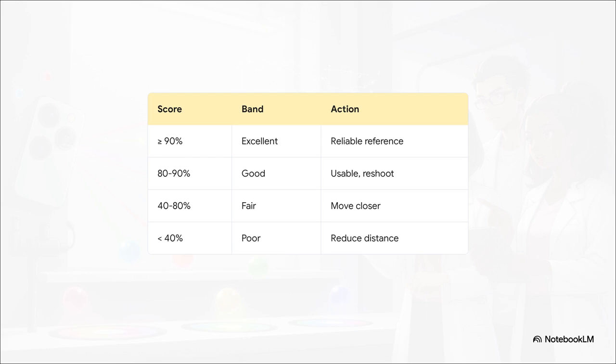If you score 90% or higher, that is excellent and highly reliable. 80 to 90% is good, but you might want to consider reshooting just to be safe. If you drop into the 40 to 80% fair range, the app steps in with real-time coaching telling you to move closer. And anything below 40%, that's poor, meaning the flash simply couldn't overpower the ambient light.